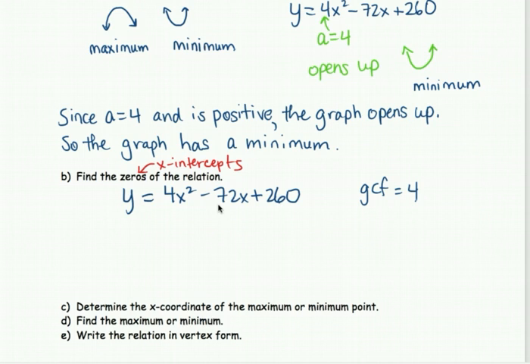Can 4 divide out of 72? Yes. And 260? Yes, it can divide out of both. So that's the common factor. They don't all have an x, so we don't need to take out an x. Okay, so go through and write out the factored form.